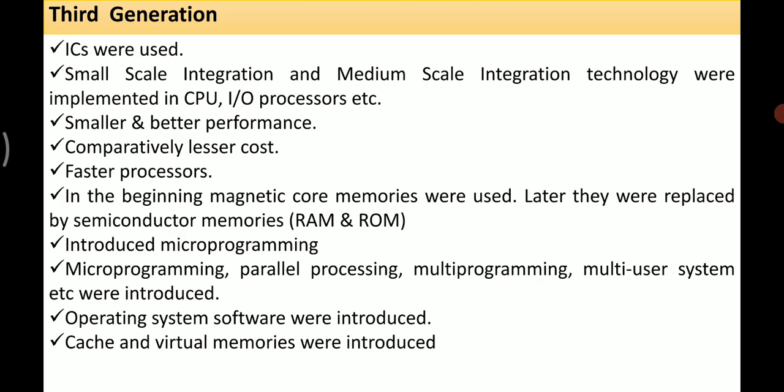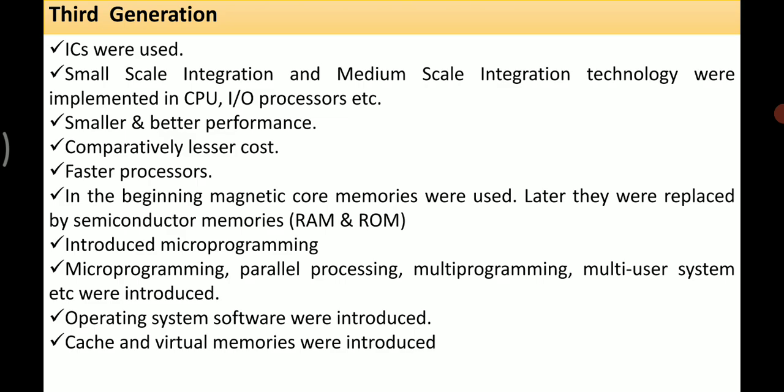The third generation computers were smaller and had better performance. They came at a lesser cost, and the processing speed was fast. In the beginning, magnetic core memories were used. Later, these were replaced by semiconductor memories. Semiconductor memories are like your RAM or ROM.